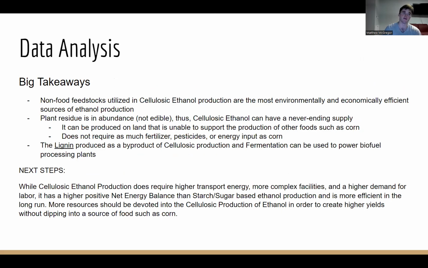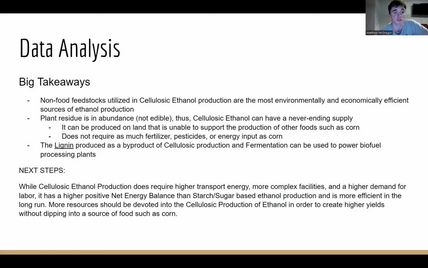So the big takeaways from the research done was that non-food feedstocks utilized in cellulosic ethanol production are the most environmentally and economically efficient sources of ethanol production. Plant residues are in abundance and they're not edible like corn is. And thus, cellulosic ethanol can have a never-ending supply, basically, because they can be produced on land that is unable to support other productions of food, like we talked about corn. And they do not require as much fertilizer, pesticides, or energy input as corn, which can have greater environmental impacts because they don't require as much.